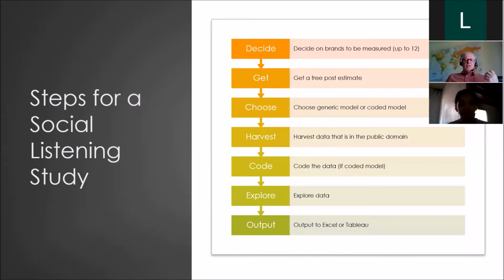So the steps for a social listening study are broken down into these little steps here. The first thing is to decide what brands you want to measure. Obviously, you would want to measure your client's brand, and we typically measure up to 11 other competitors. If there aren't 11 significant competitors, you can choose fewer if it's not relevant. So decide on the brands that you want to measure.